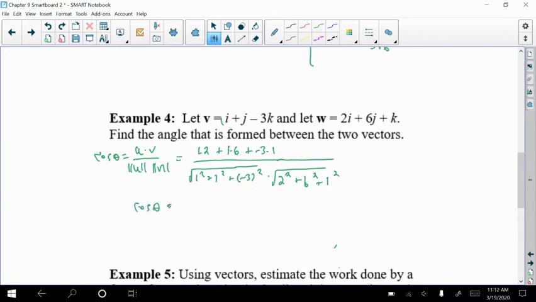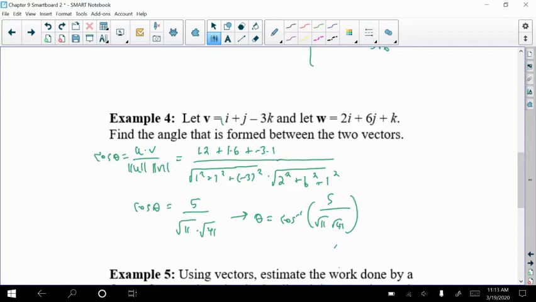So cosine of theta equals 2 plus 6 is 8, minus 3 is 5, divided by the square root of 1 plus 1 is 2, plus 9 is 11. And again, if I make any mistakes, send me an email or put it in the comments. Times the square root of 4 plus 36 is 40, plus 1 is 41. I don't really have to do any simplifying because I'm just going to inverse cosine this. So theta is equal to the inverse cosine of 5 divided by root 11 times root 41.